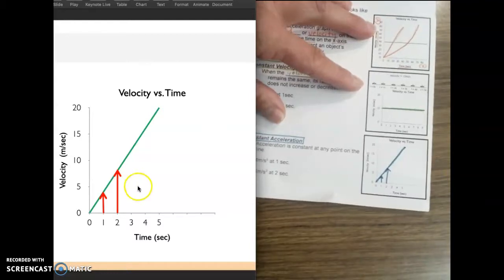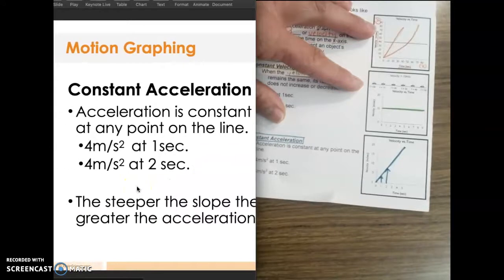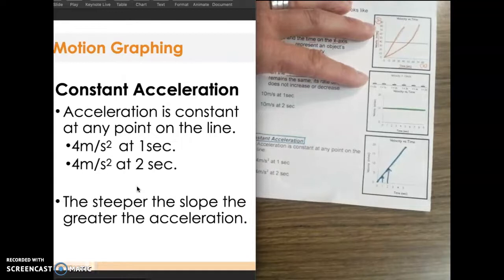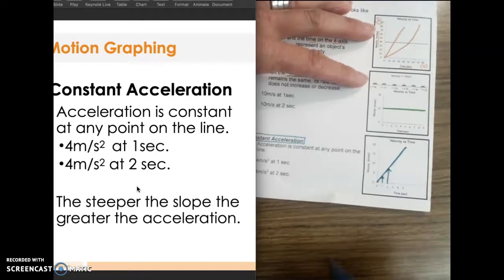And there's one more thing that we need to add into our notes right here. The steeper the slope, the greater the acceleration.